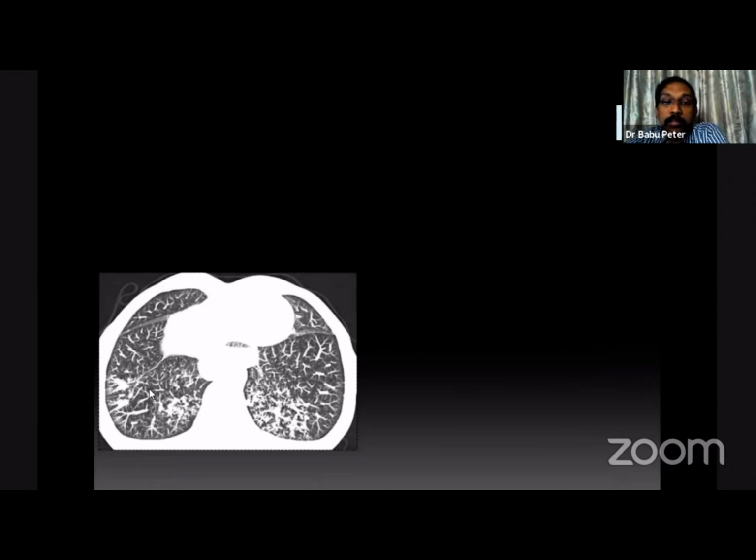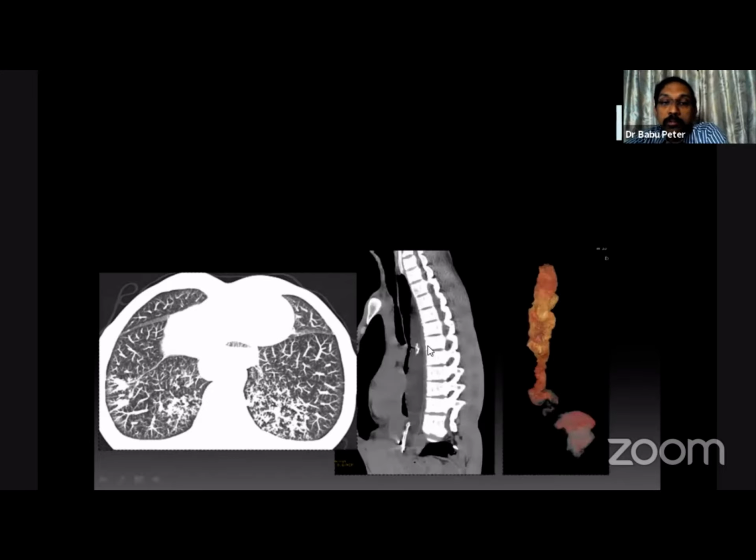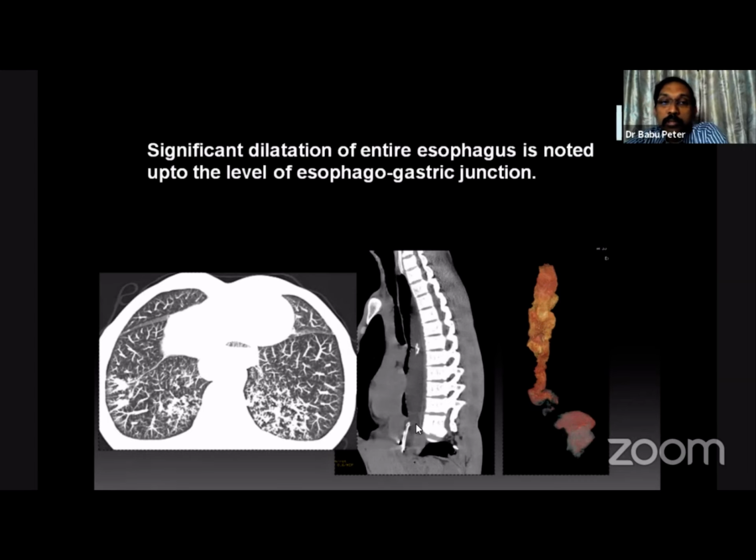Again, another patient who presented with cough and dyspnea, and they came for HRCT, and typical appearance of centrilobular nodules with few areas showing tree-in-bud appearance. In the mediastinal window, we saw this dilatation of the esophagus, and this is the 3D volume image that shows a dilated esophagus. No obvious wall thickening was evident.